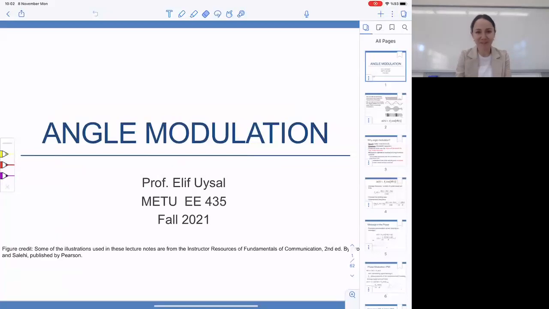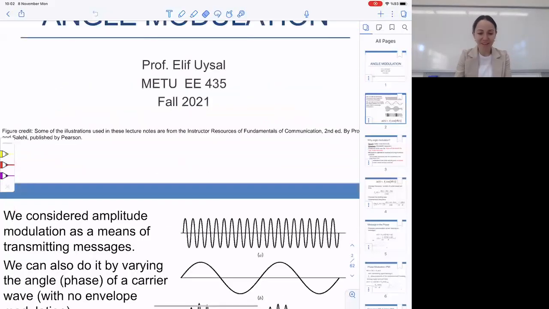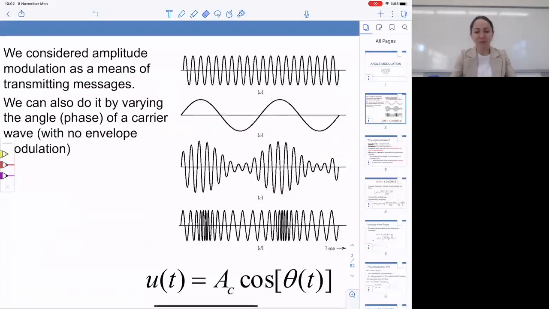Today we start talking about angle modulation. Now, earlier we considered amplitude modulation as a means of transmitting messages. And that means we are putting information about the message signal into the amplitude of a carrier. In figure A here, you see a carrier wave, which is a sinusoid. And in figure B, you see another sinusoid, which in this case stands for the message waveform.